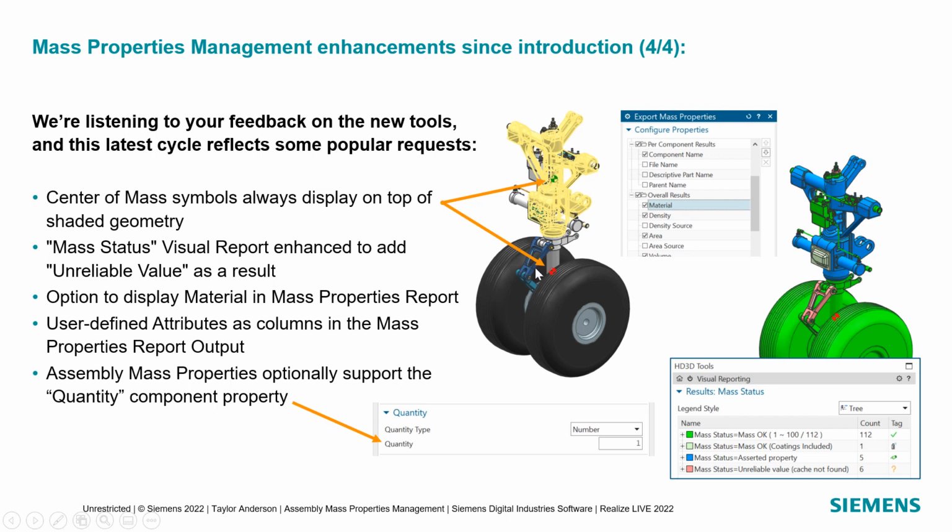We've got some better display of the center of mass symbols. They would hide inside the solids at times in some earlier releases, but those display much better now. And we see some more things in visual reports, and then some more configurability in user-defined attributes in the output reports and so forth as well. There's also a quantity attribute for assembly components that we can support optionally as well. But at any rate, lots of those out there.